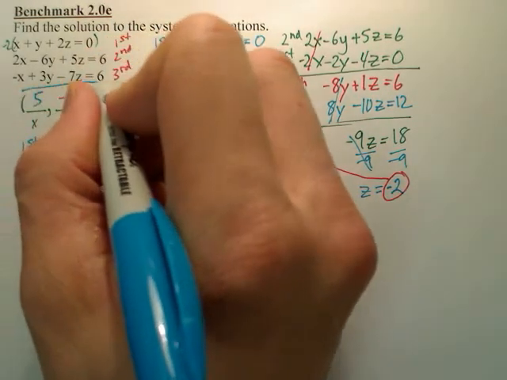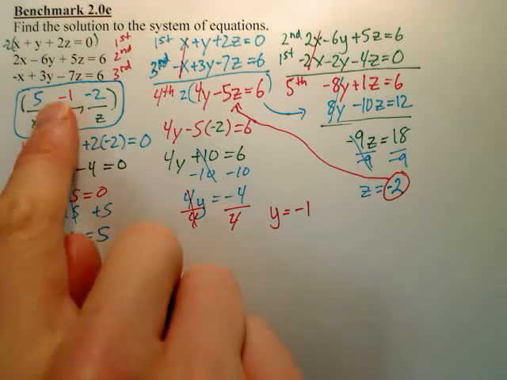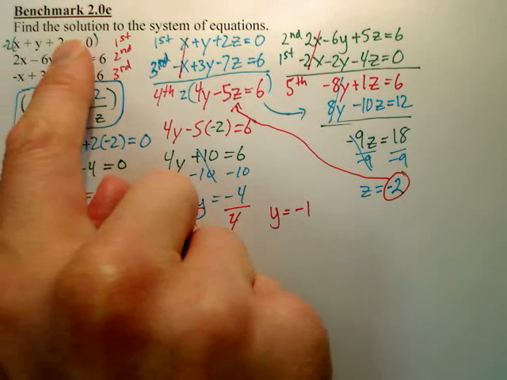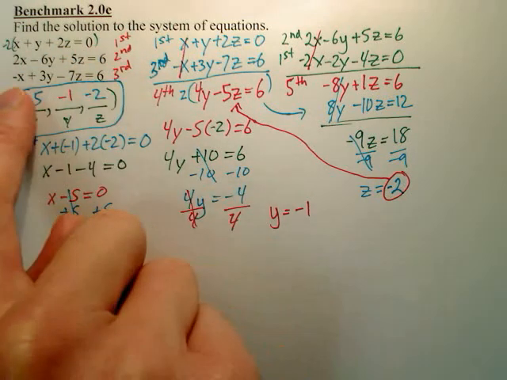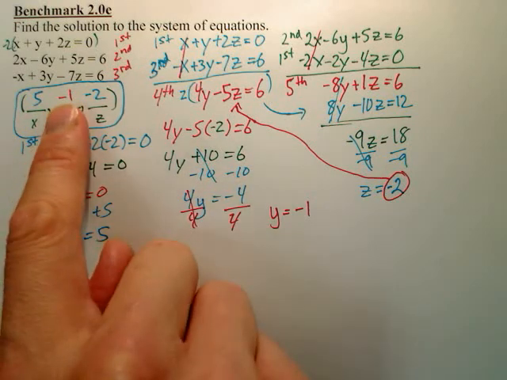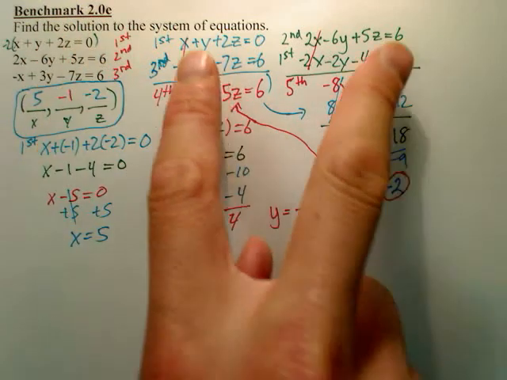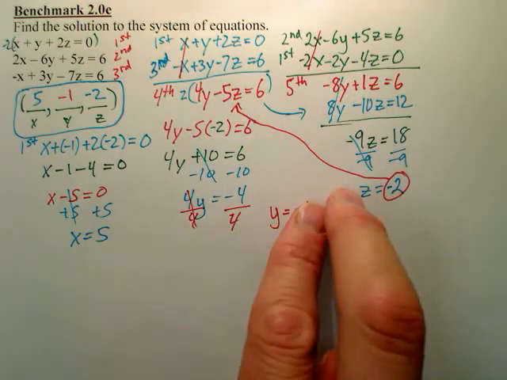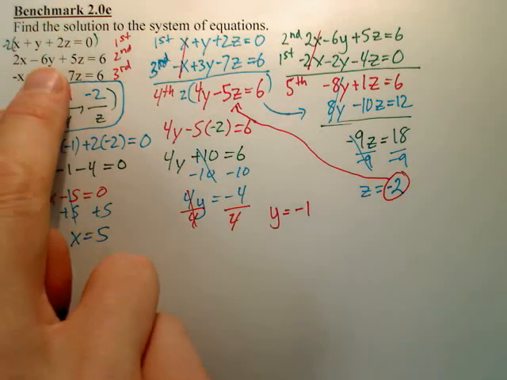We now have our answer. At 5, negative 1, negative 2. If you plug that into here, you'll get 0. If you plug it into this equation, you'll get 6. If you plug it into the third equation, you'll get 6. That is the solution to this system of equations. Make two new equations, solve it. Those results plug into one of the originals, and you're done.